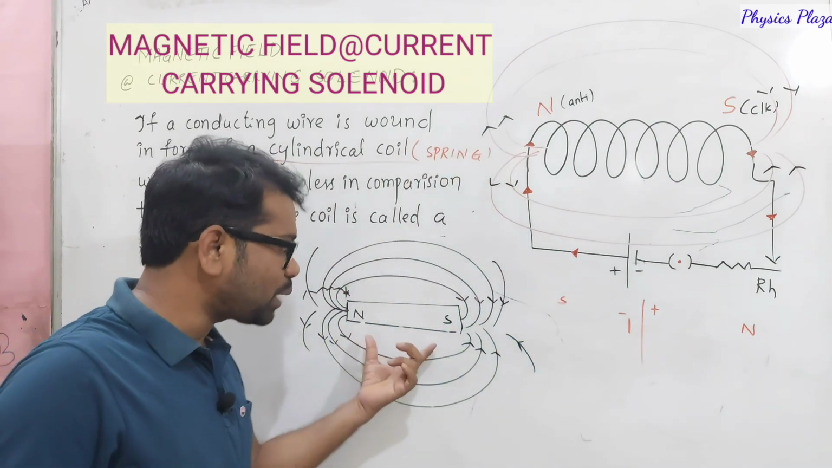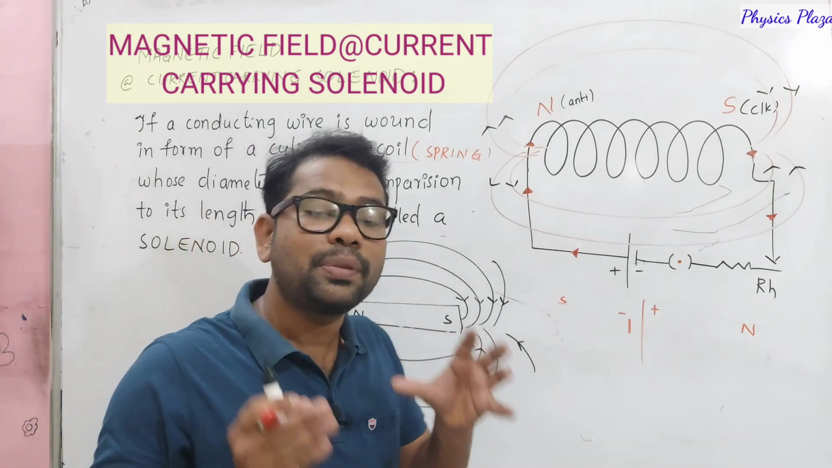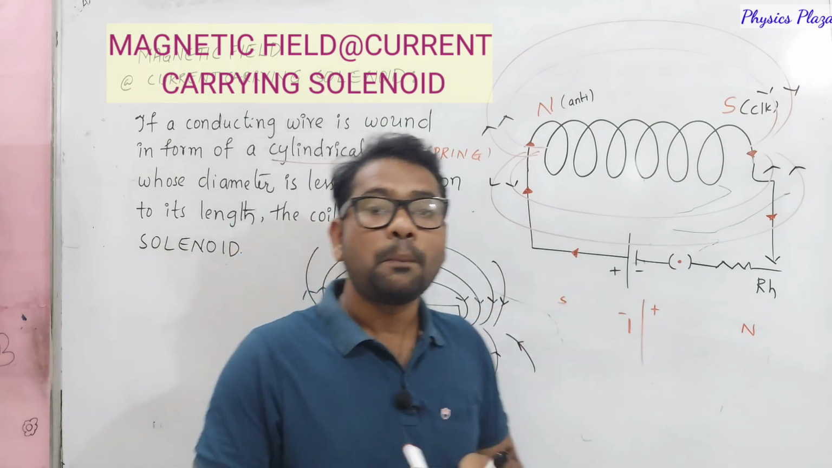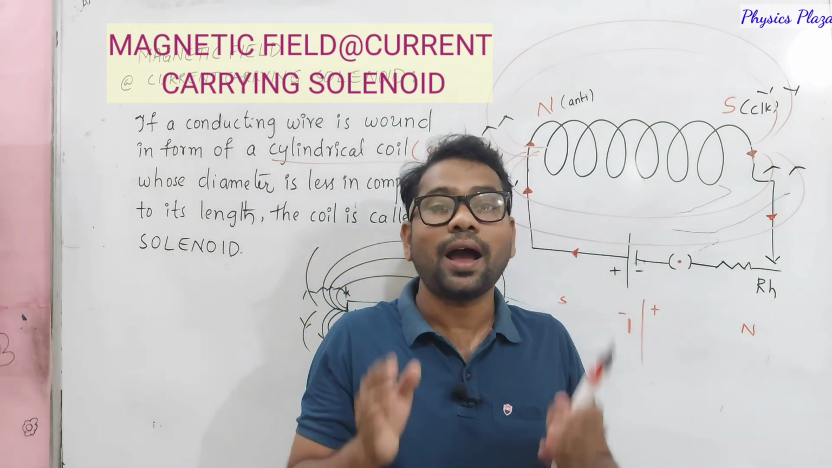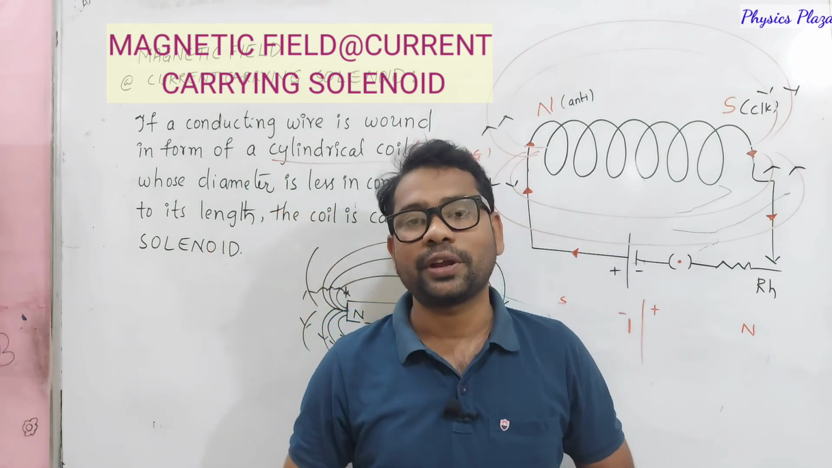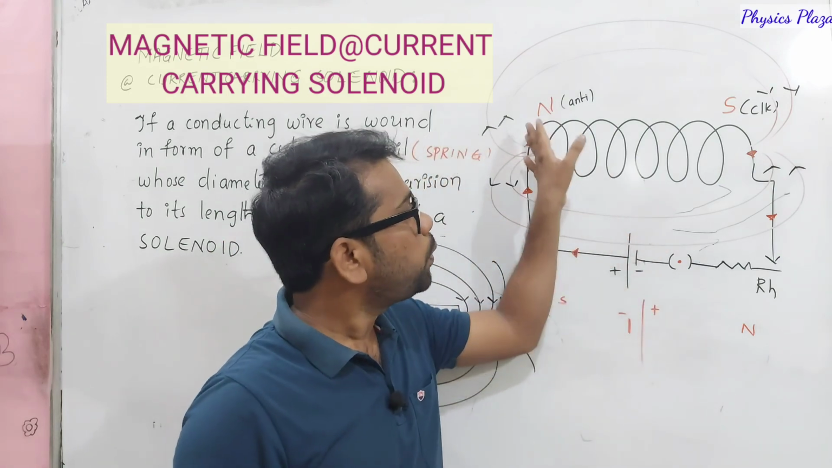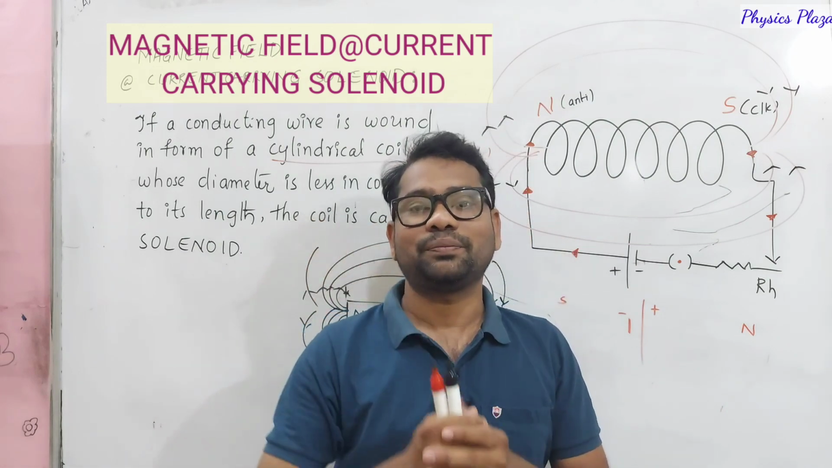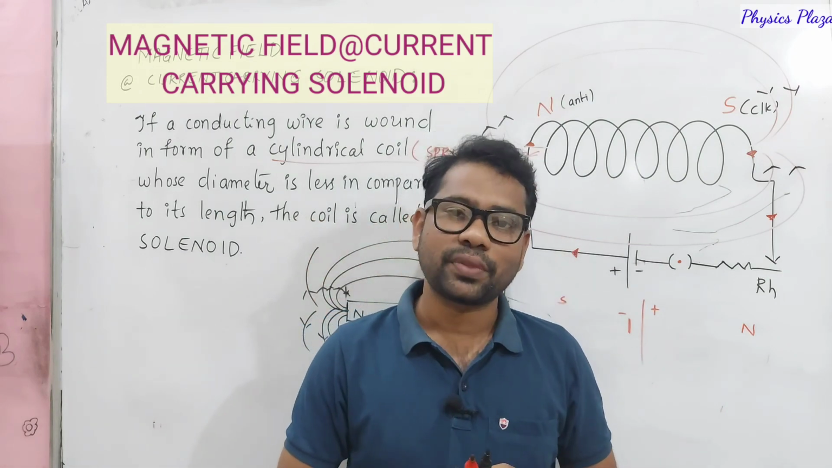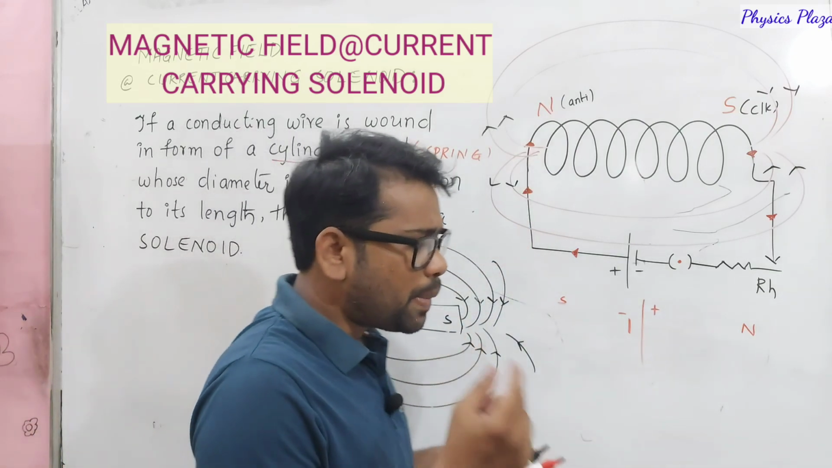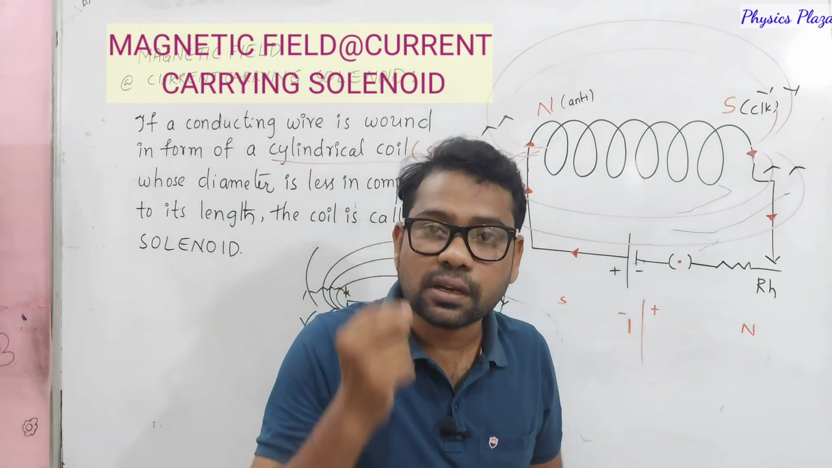So, in the case of a bar magnet, children, polarity can't be changed. But in the case of a solenoid, polarity can be reversed. How? By reversing the direction of current. Children, note down, it's very, very important. In the case of a solenoid, polarity can be reversed by reversing the direction of current. That's the first difference. And the second difference, children, see, here magnetic field strength is measured in terms of Tesla.